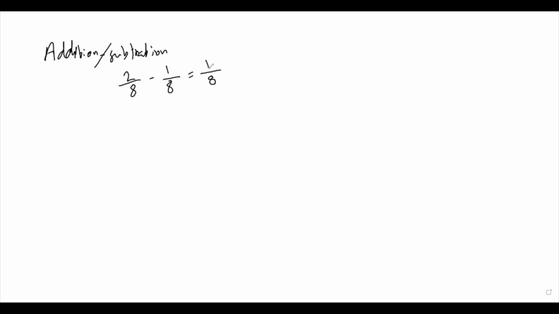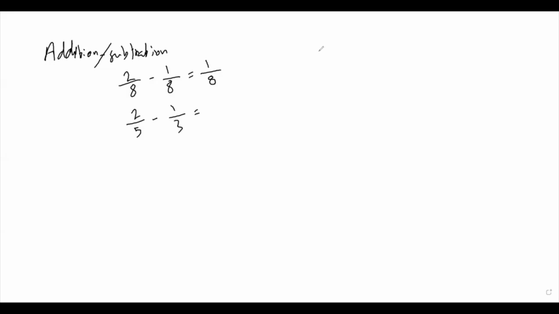But that's not always the case. We're not always lucky, meaning the denominators might be different. Then what should we do in that case? Take a look at this example. 2 over 5 minus 1 over 3. Well, you need to make the denominators the same. There are a few ways you can do this.